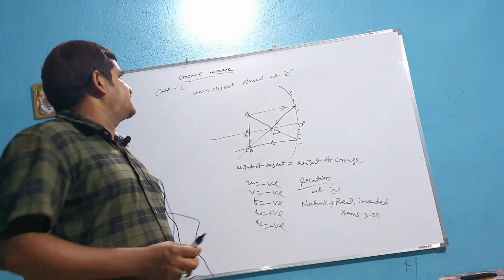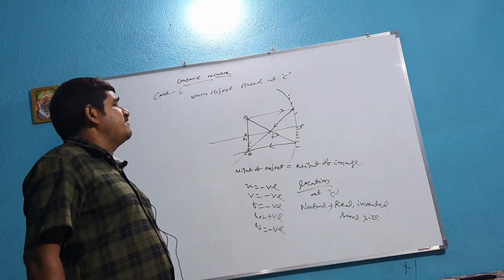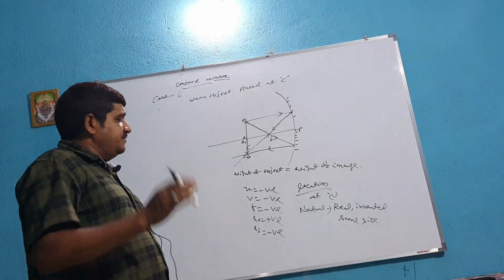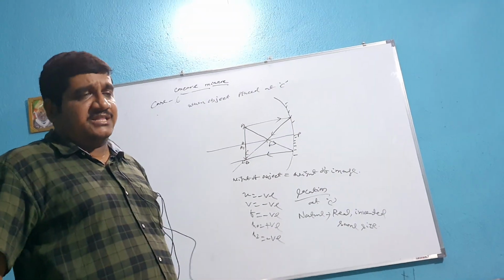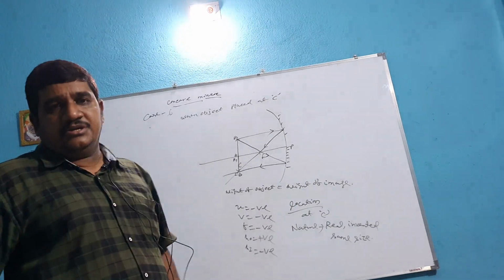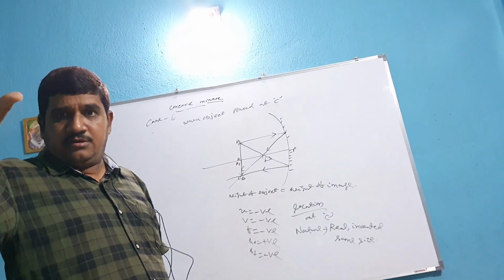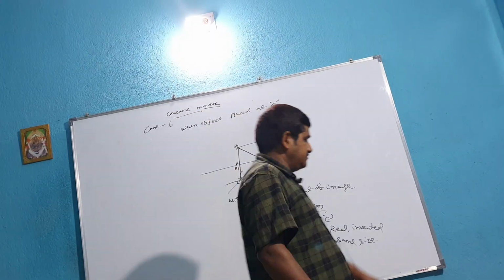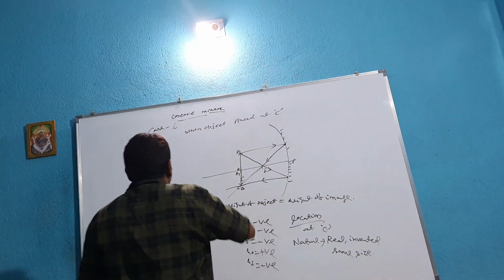These are 6 cases about concave mirror. And these rules, 4 rules and 6 cases are there. Next comes discussion about convex mirror.